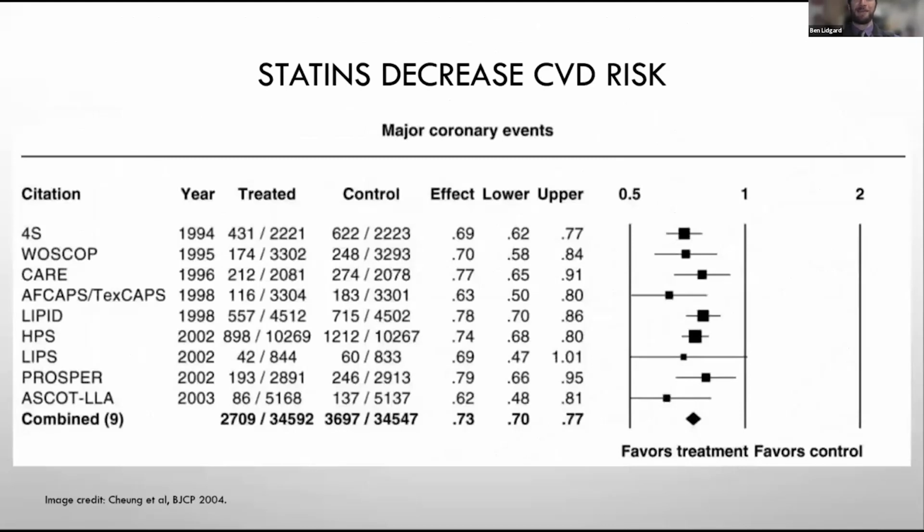And the hits just kept coming for statins. It wasn't just AFCAPS/TexCAPS. This is a review of what everyone here already knows. So between 1993 and 2003, there were 10 randomized control trials of statins. And then they were meta-analyzed, although one trial was excluded for heterogeneity. And these trials all agreed that statin therapy decreased the risk of major coronary events, cardiovascular deaths, and strokes, with the number needed to treat of around 4.